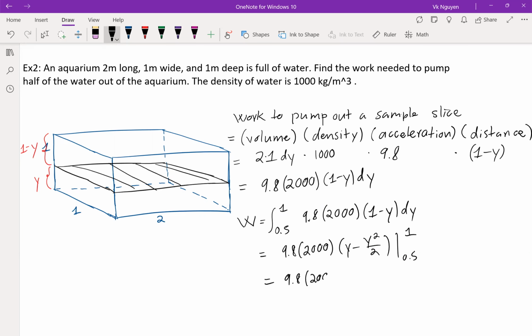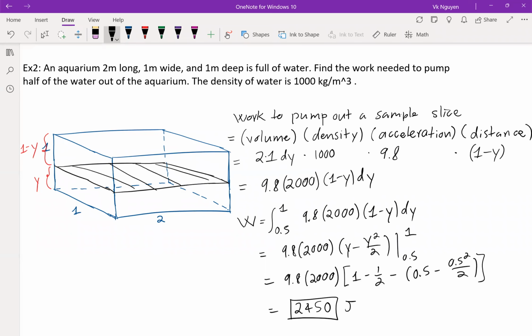9.8 times 2000, do the substitution. 1 minus 1 over 2, minus 0.5 minus 0.5 squared over 2. Use the calculator. And we have 2450 joules. Very nice.